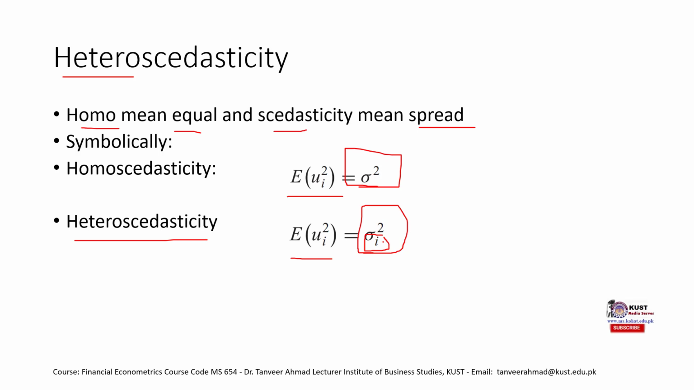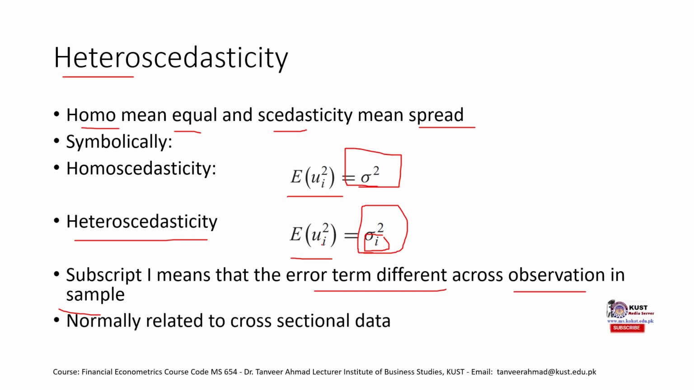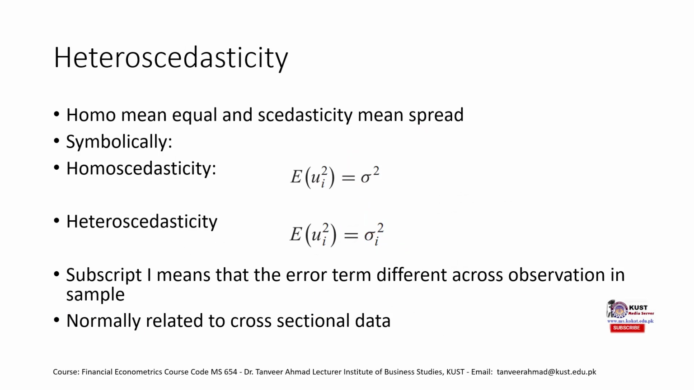It means that the error term variance is different across observations in the sample. For each observation, this i represents the observation. For each observation, we have a different variance. So when we have equal variance, the same variance for each observation, that would be symbolically represented by sigma square. Anyhow, normally this heteroskedasticity issue is related to cross-sectional data.